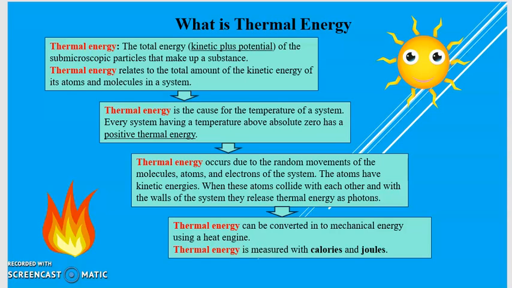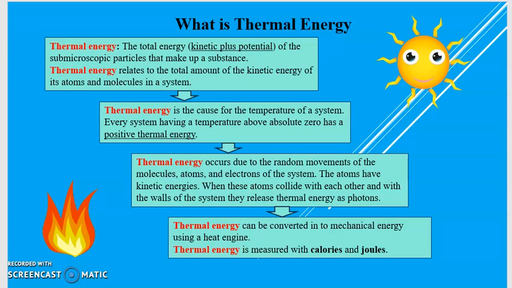Every system that has a temperature above absolute zero has positive thermoenergy. We will talk about absolute zero when we learn about temperature. Thermoenergy occurs due to the random movements of the molecules, atoms, and the electrons of the system.